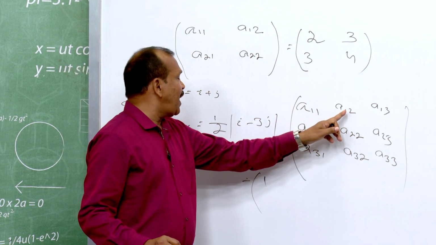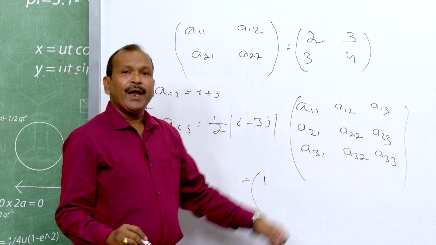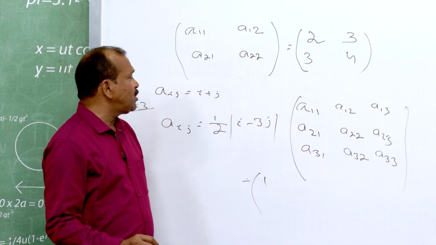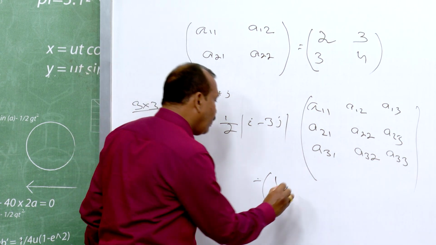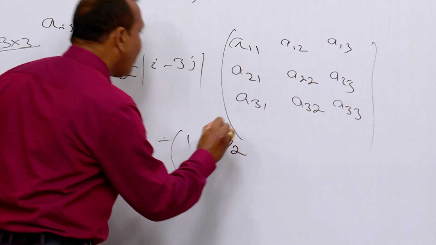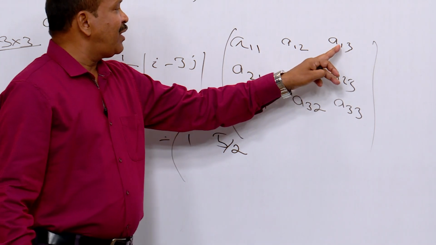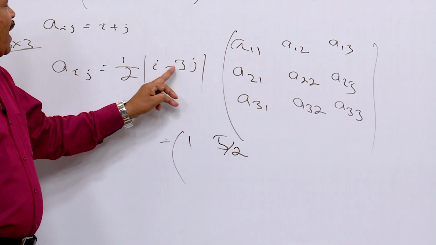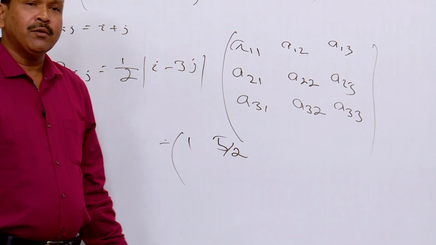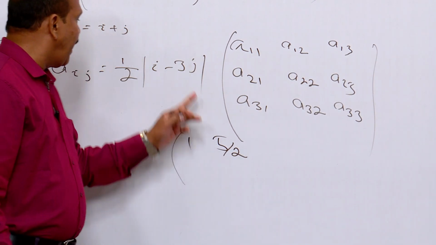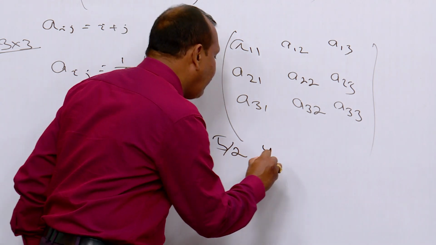Similarly, 1 minus 3 into 2, that is 1 minus 6, which is equal to minus 5. The mod becomes 5. 5 by 2. Similarly, A13 becomes 1 minus 3 into 3, that is 3 into 3 is 9. 1 minus 9 becomes minus 8. The mod is 8. 8 by 2 becomes 4.